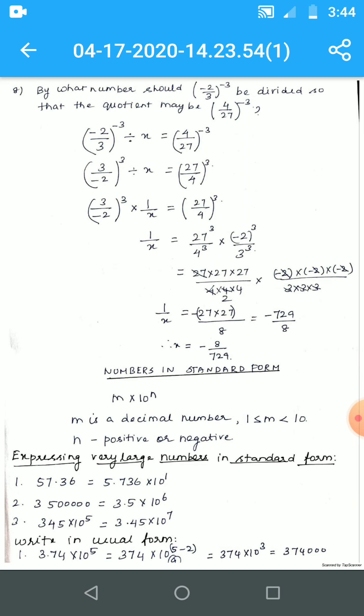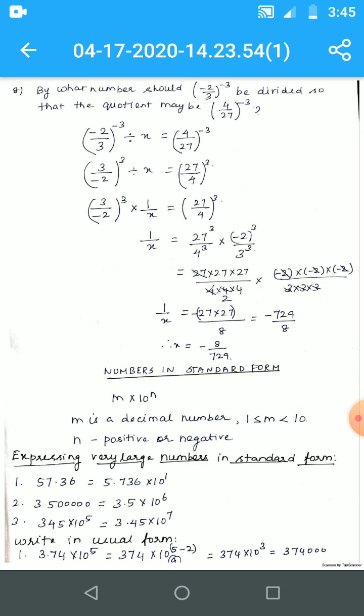By multiplying 27 three times, we can't apply the law over here, that is (a/b)^m and (a/b)^n, because the bases are not the same. The base should be the same. If the bases are the same, we can apply the law of exponents over here. Here one base is 27/4 and the other base is -2/3, so we can't apply the law of exponents.